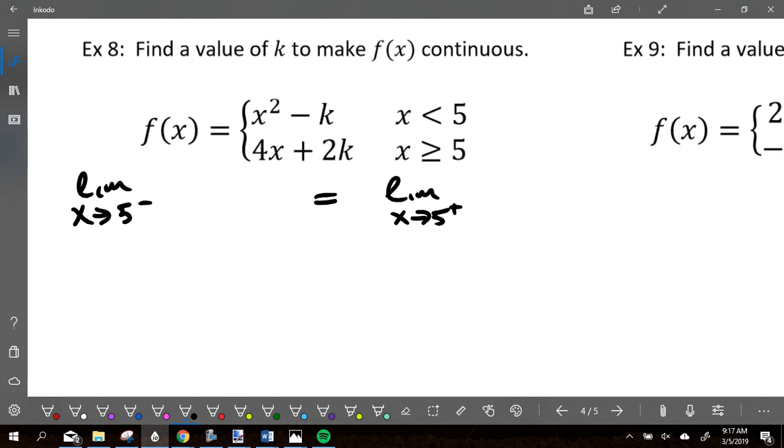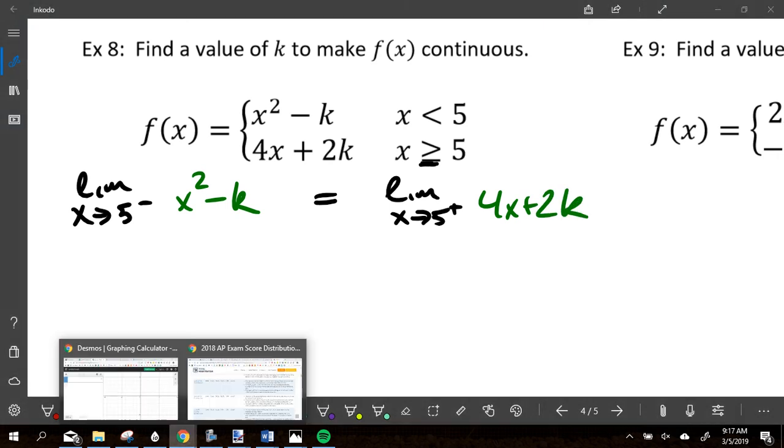Which equation is going to tell me the value? The bottom one, because it says it's equal to. Well, cool, it's already built in. If I find the limit, then it's going to be continuous. Okay? So, my equation for this one is x squared minus k. For this one, it's 4x plus 2k. And I want to know what k is.